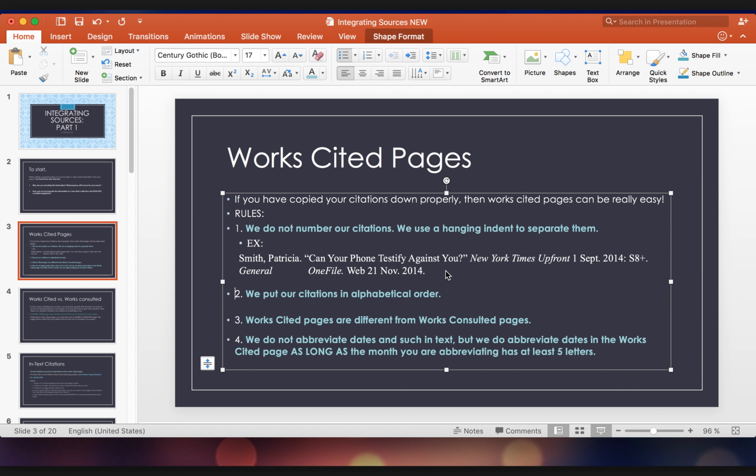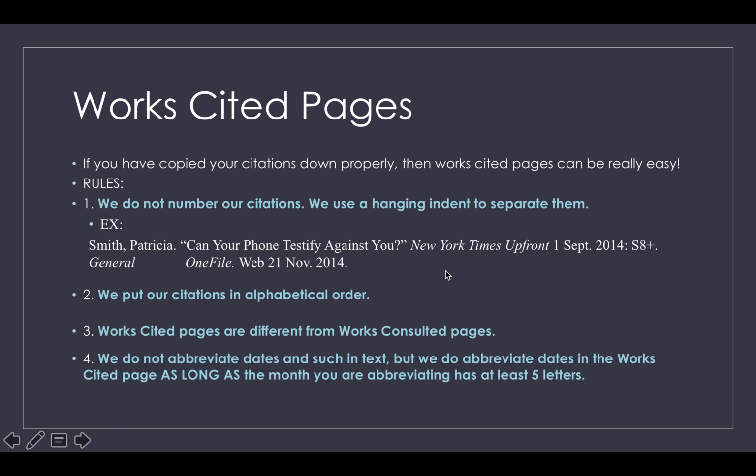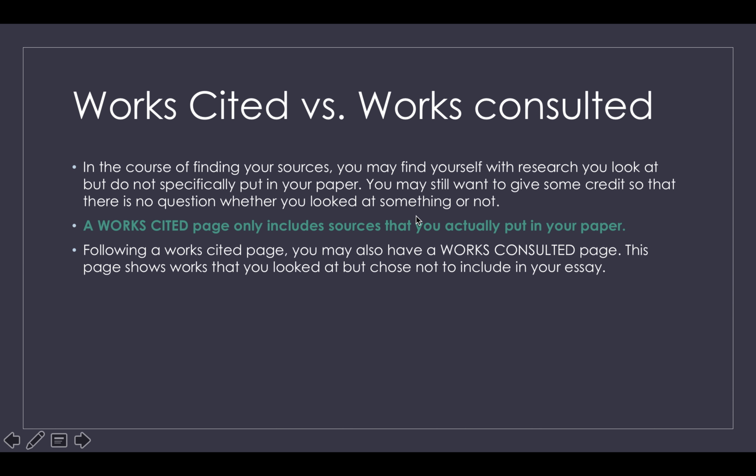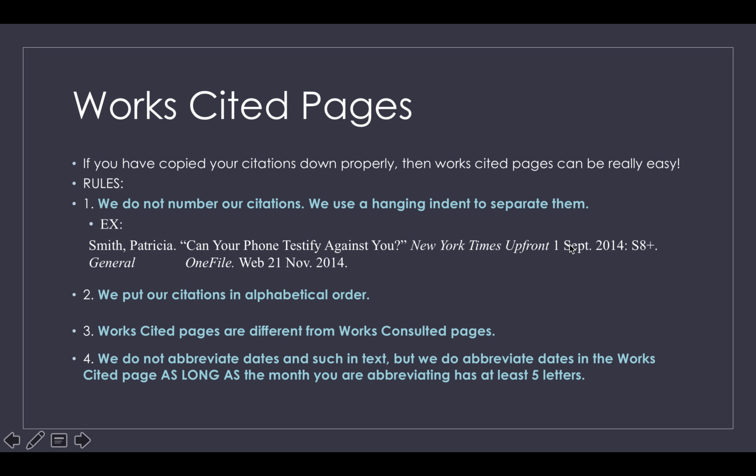There's a lot of resources that can help you with works cited pages. EasyBib is one that a lot of people use. Purdue OWL works really well to help you understand different citations and how you should format them. But essentially you put them in alphabetical order by last name, and then you want to make sure that you abbreviate things like months in citations, but only if they have a month that is naturally longer than 5 letters. So something like September would be shortened, whereas May would not.